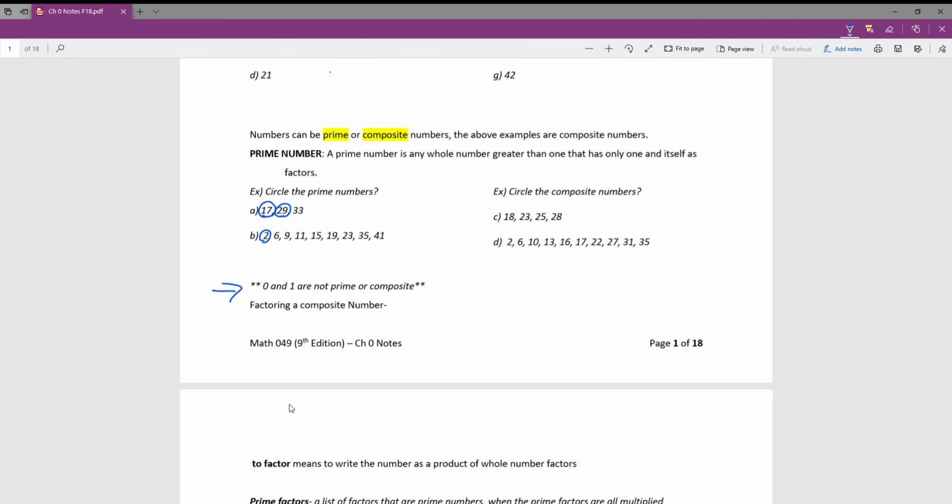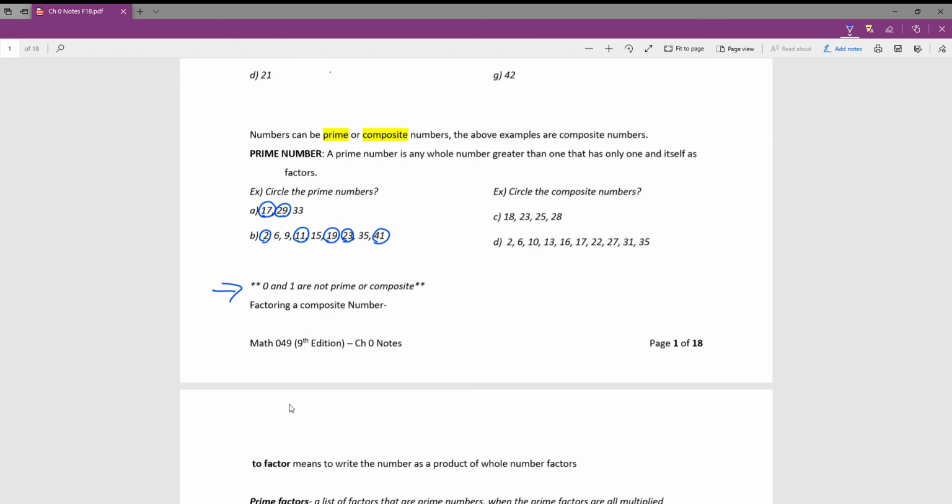It's definitely even. Don't get confused between even and odd. Those are different classifications of numbers. 6 would have more factors. 9 has lots of factors. 11 doesn't have any factors other than 1 and itself. 15, lots of factors, 3 and 5, makes it a composite number. 19 is again prime. 23 is prime. And 41 is prime.